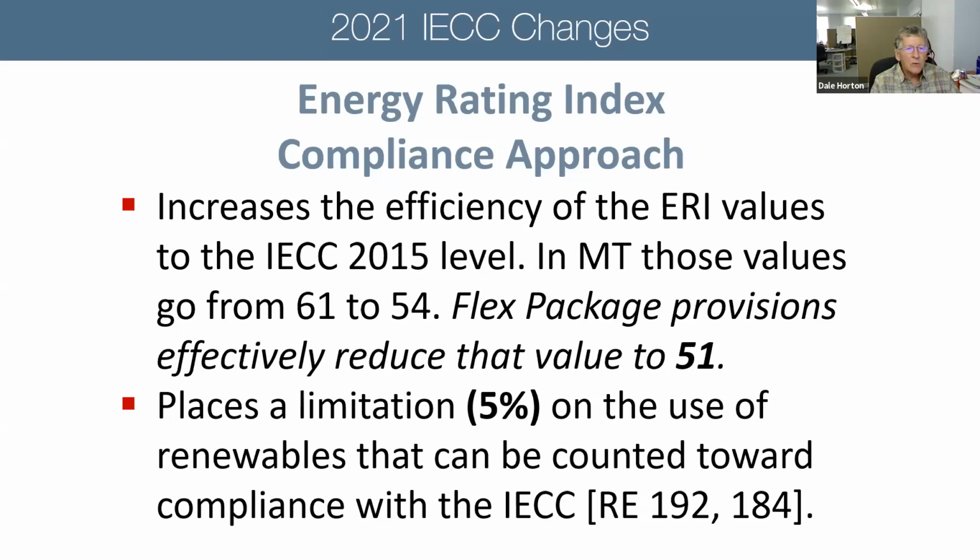And then they reduced that even further, down to 51, once you include the requirement effective by the flex package. So essentially, after the 2021 is adopted, and we're probably talking 2023 at the state's current rate, it will be harder to comply per the energy rating index. It also puts a limit on the amount of renewables that can be counted in the ERI path. This 5% limitation is not currently applicable with the 2018. So, in somewhat of a step backwards in my mind, the ERI has been modified in these ways.